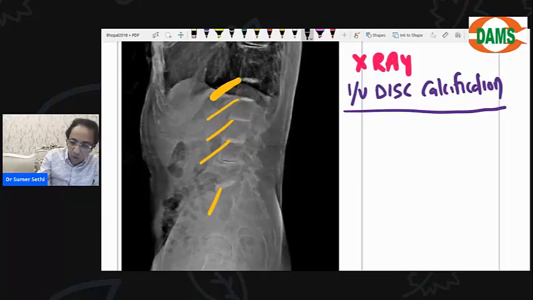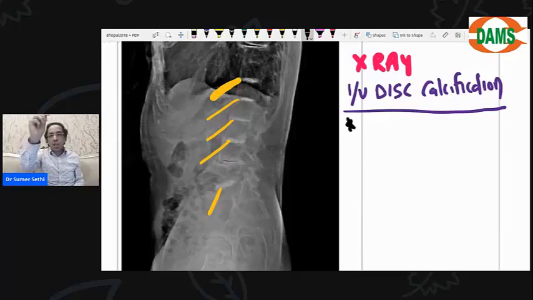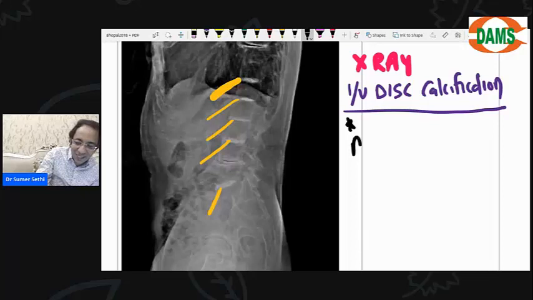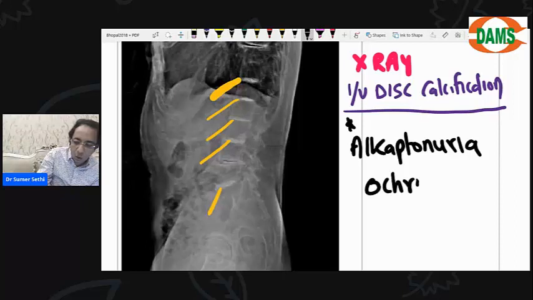Okay. So the answer here is a very important question. Why am I saying AIIMS? Because it is integrated. Integrated kyun? Because the answer is not in your radiology and pathology. It is in your biochemistry. It is alkaptonuria. Ochronosis. You remember this or not? Did you read this or not?